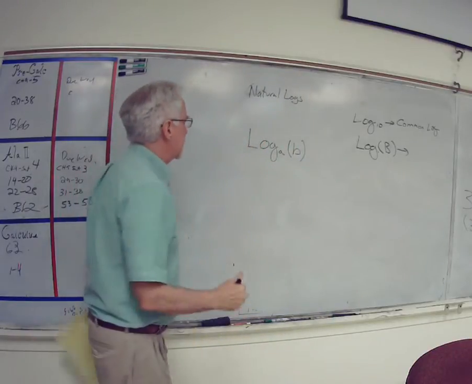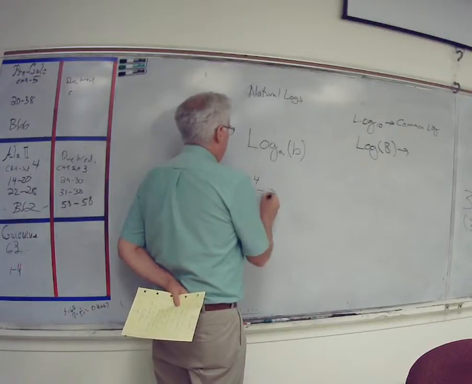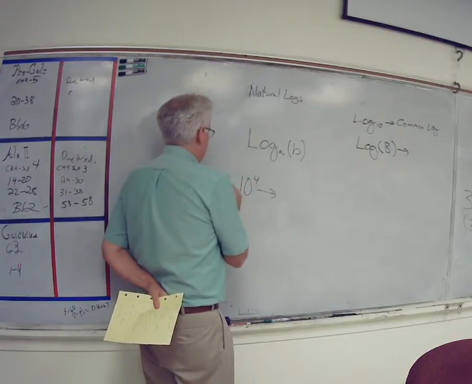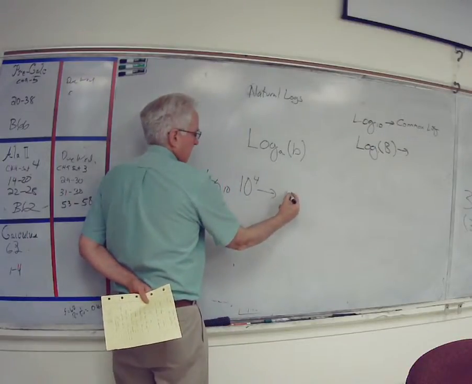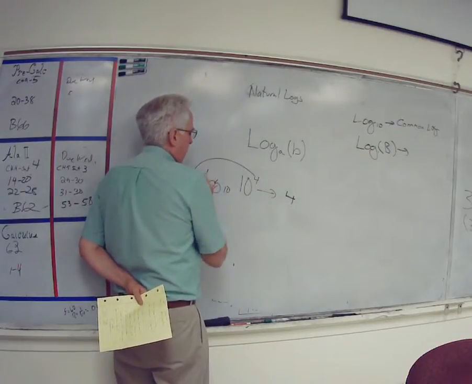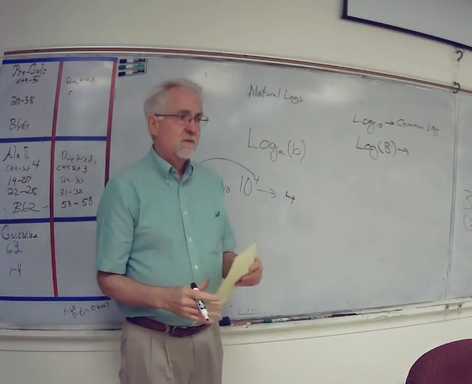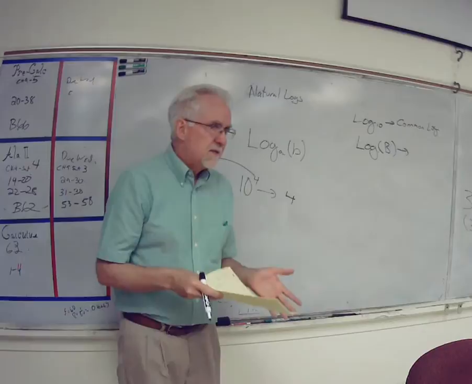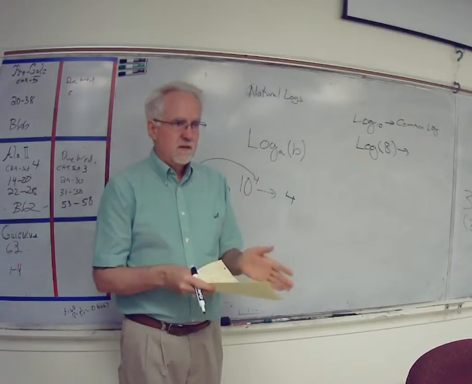And the reason that's nice is because if you have 10 to the 4th and you have log base 10 of 10 to the 4th, that's real easy. It's what? 4, right? Because the 4 comes down and log 10 of 10 is 1. Log A of A is always 1. Log B of B is 1. Log C of C is 1. Log 10 of 10 is 1.